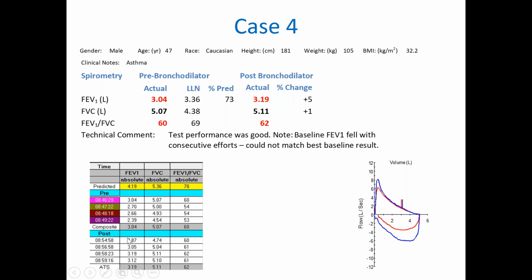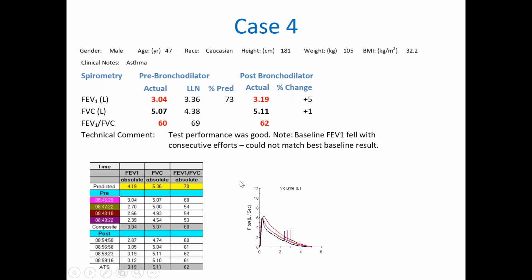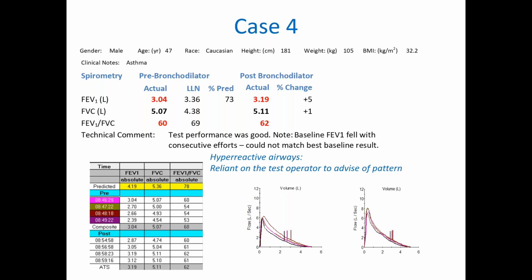After we gave him bronchodilator, we actually were able to get him back up to his best baseline results. So as I said, although it looks like on face value there's no significant response to bronchodilator, in fact this patient probably has hyperreactive airways. In other words, just through the process of performing spirometry, we're actually causing his airways to become a bit twitchy and his lung function is falling.